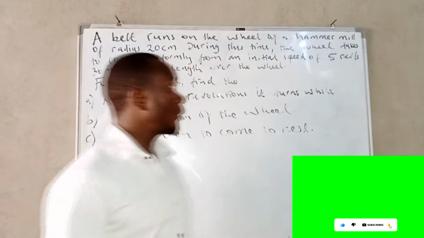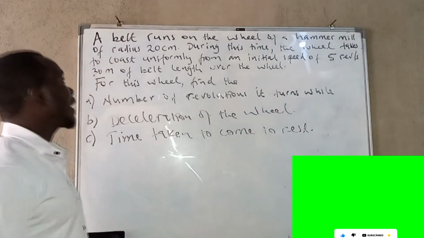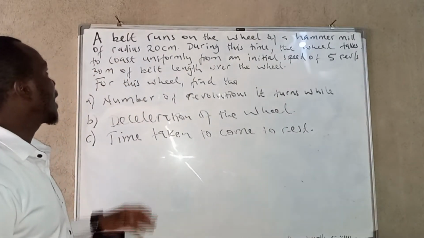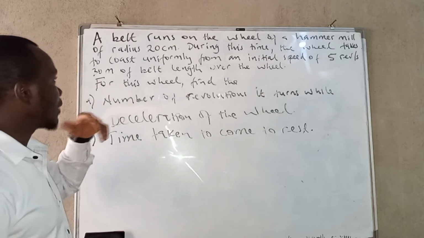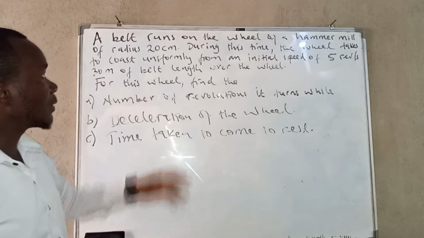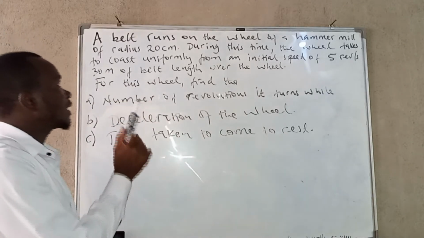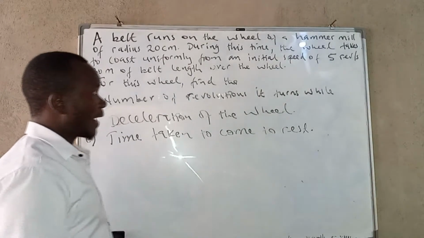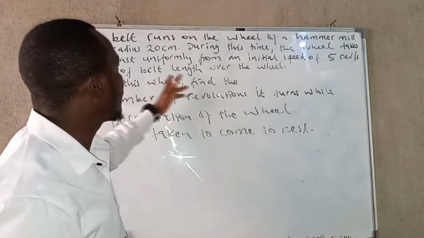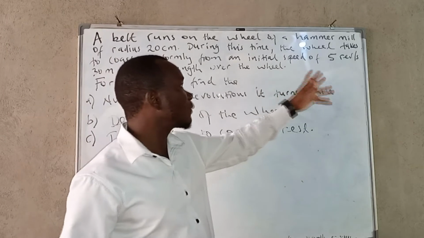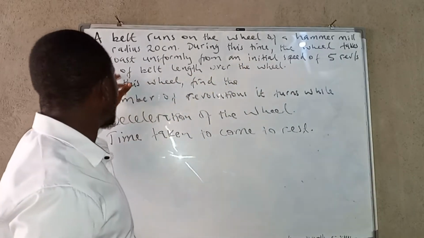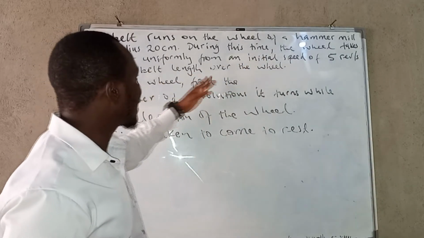So here we're going to look at another question under circular motion. The question says, a belt runs on the wheel of a hammer mill of radius 20 centimeters. During this time, the wheel takes to coast uniformly from an initial speed of 5 revolutions per second, 30 meters of belt length over the wheel.